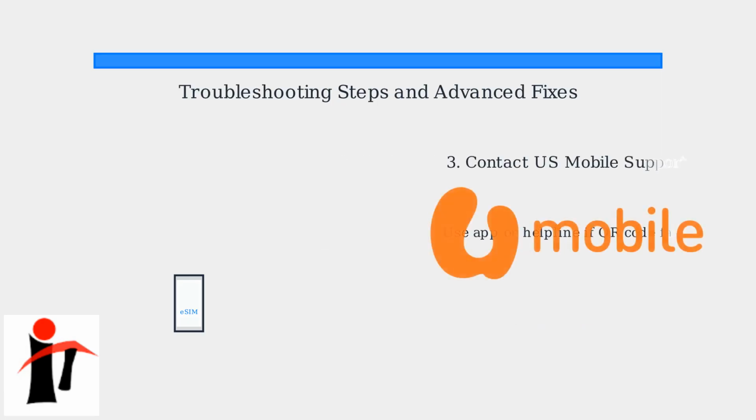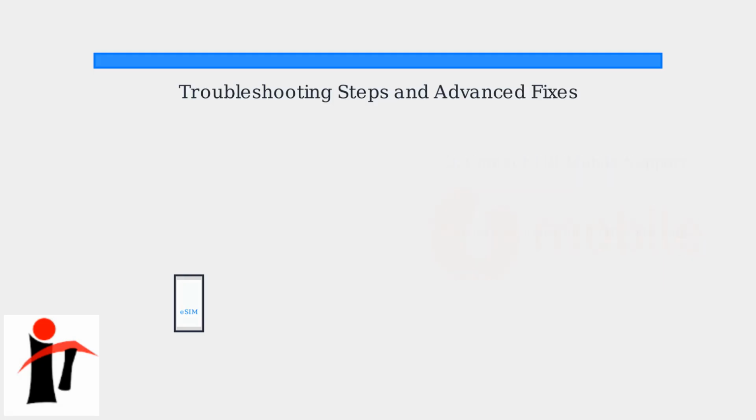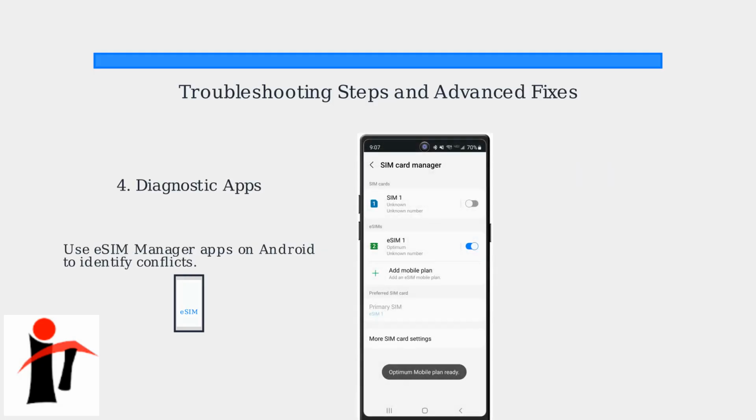Contact US Mobile support via their app or helpline if the QR code method fails. For persistent issues, utilize diagnostic apps available on Android, such as eSIM Manager apps, to identify potential conflicts.